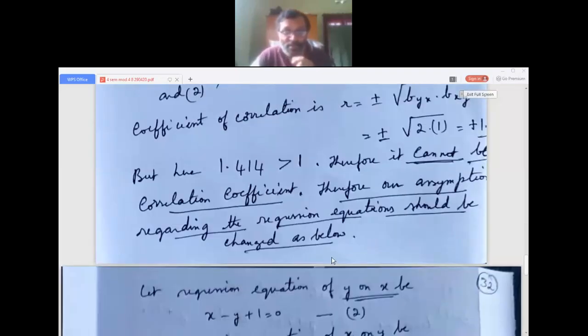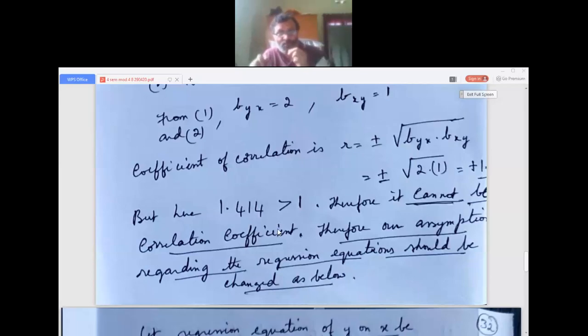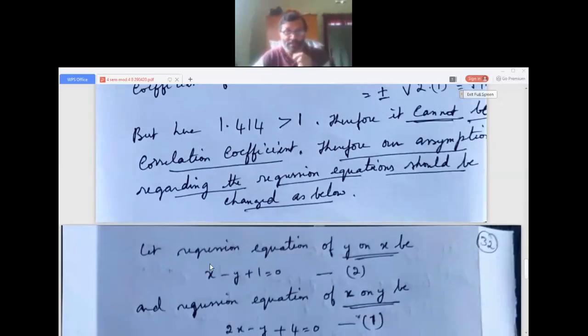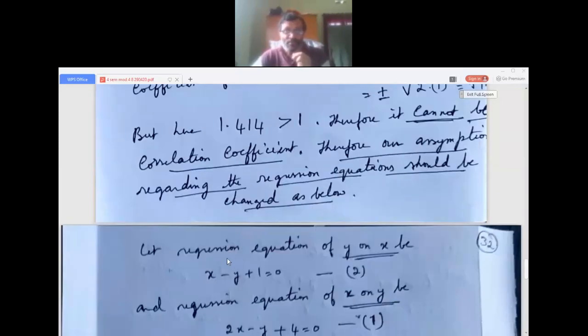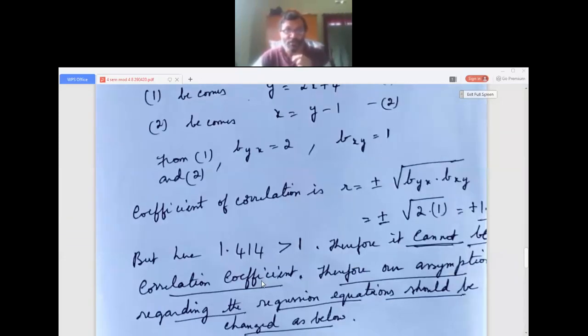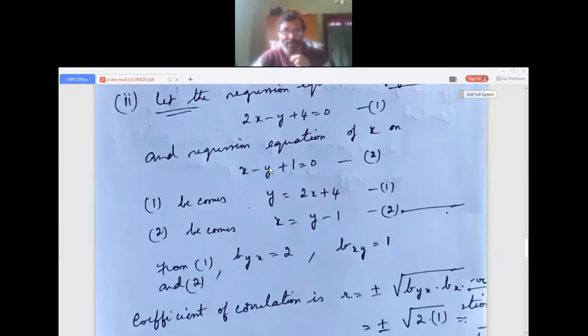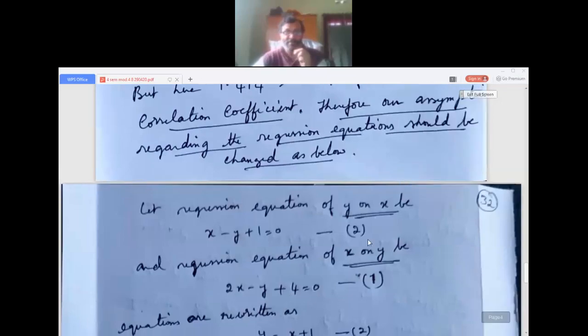So we got r greater than 1. When such a case arises, this cannot be a correlation coefficient, because the correlation coefficient should be in between minus 1 and plus 1. So our assumption is wrong, and we change our assumption. So let the regression equation of y on x be x minus y plus 1 equals 0. That is, the equation 1 I take as y on x, and the equation 2 I take as x on y. Let the regression equation of x on y be 2x minus y plus 4 equals 0. I hope it is followed. I repeated it 2-3 times. Very simple.